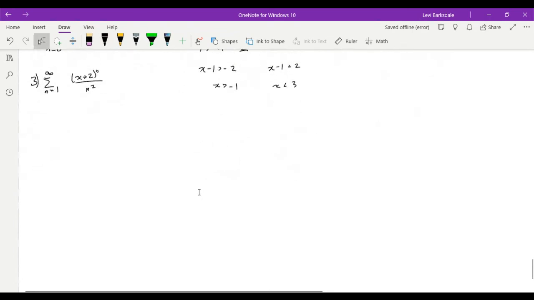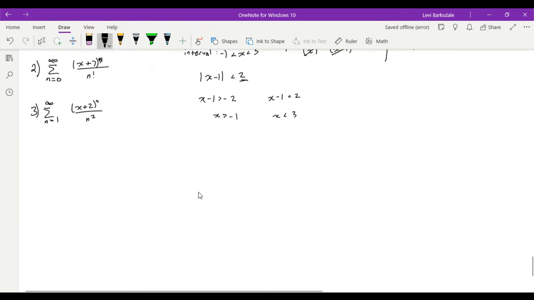For number 2, here we have clearly, once again, our center should be at 7. Sorry, negative 7, because that would make all our terms 0. To find our radius, we need to apply the ratio test, and that would give us x plus 7 times x plus 7 to the nth over n plus 1 times n factorial all over x plus 7 to the nth over n factorial.